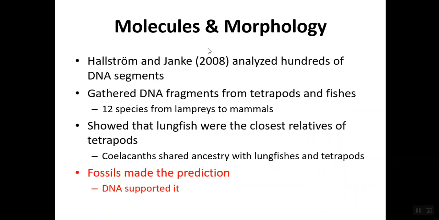Okay, so we have done a good job. Fossil remains made a prediction and DNA supported it. We know for sure that lungfish were the closest relatives of tetrapods. Remember when the gas bladder became a lung, and then this gave rise to tetrapods, along with the evolution of a lobefin.